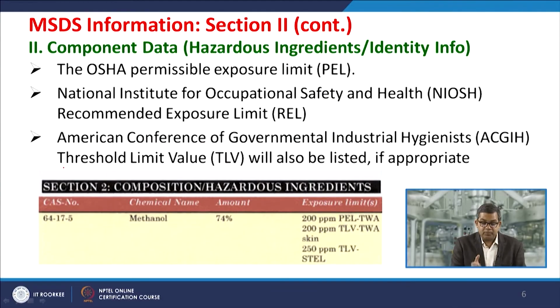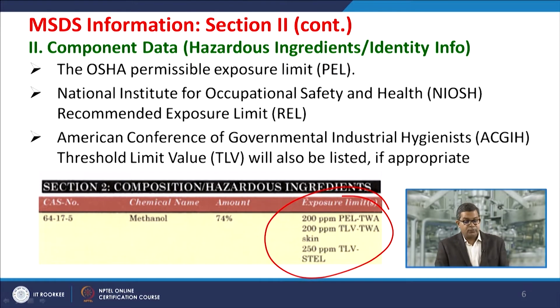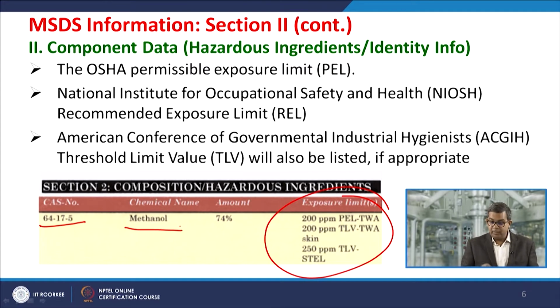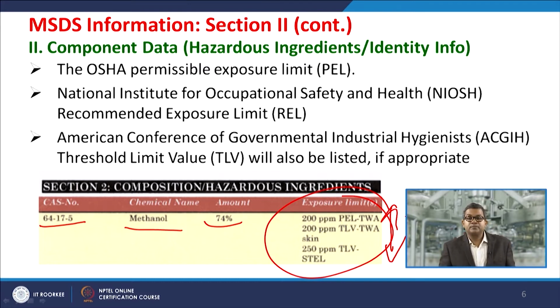In this particular section, you must have all component data like the OSHA permissible exposure limit, the National Institute of Occupational Safety and Health hazard standards, recommended exposure limits, ACGIH standards, and threshold limit values, so that you can adopt the preventive measures. If you go through this particular example, the CAS number is listed, the chemical name is listed, the minimum assay is listed, and the exposure limits are listed, so that at your workplace your workers do not get overexposed. So be aware of these limit values.